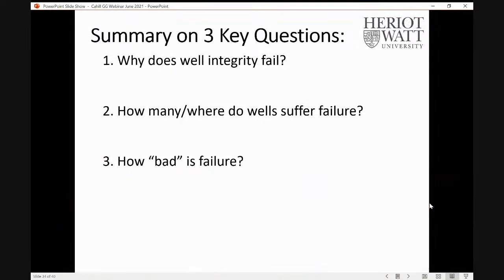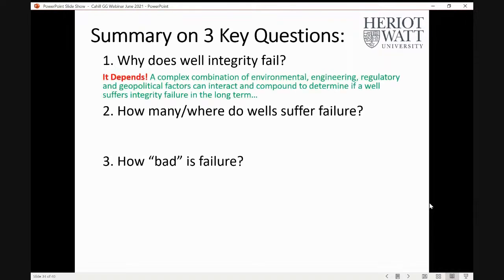Okay, so just to summarize then, just a whistle-stop tour of this field research program. The three questions we wanted to address. So why does well integrity fail? Well, a true scientist's answer is it depends. It's not simple. It's a complex combination of environmental, engineering, regulatory, and even geopolitical factors. They all interact and compound, and that is what really determines if a well suffers integrity failure.